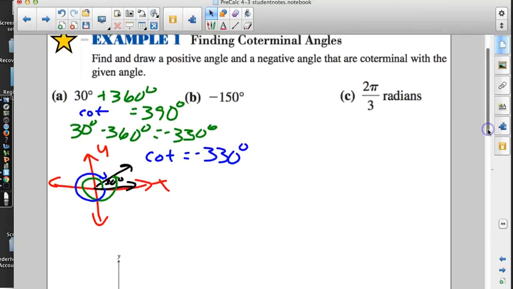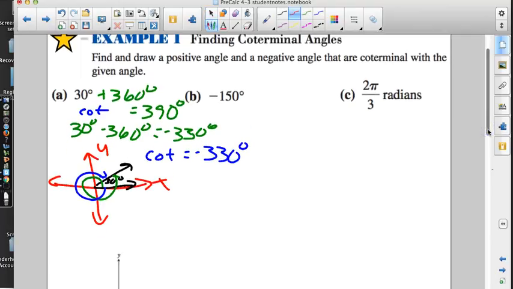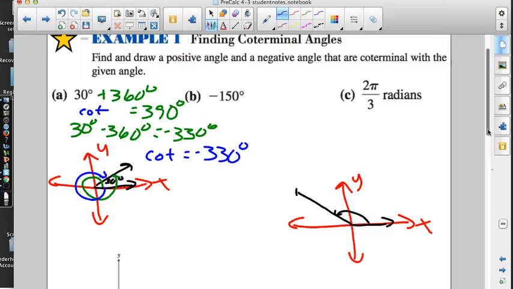We have this 2 pi over 3. So the first thing we'll do is we'll get the visual. How are we supposed to think of it again when we do the visual? 2/3 pi. All right, so we're not going to go all the way across 1 pi. We're going to go 2/3 of the way. And this time I'll label that theta. So now we need a positive and a negative coterminal angle to 2 pi over 3.